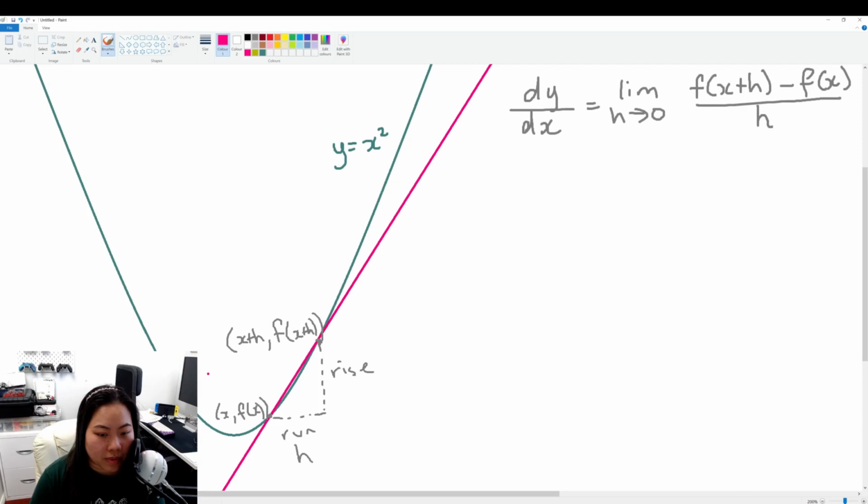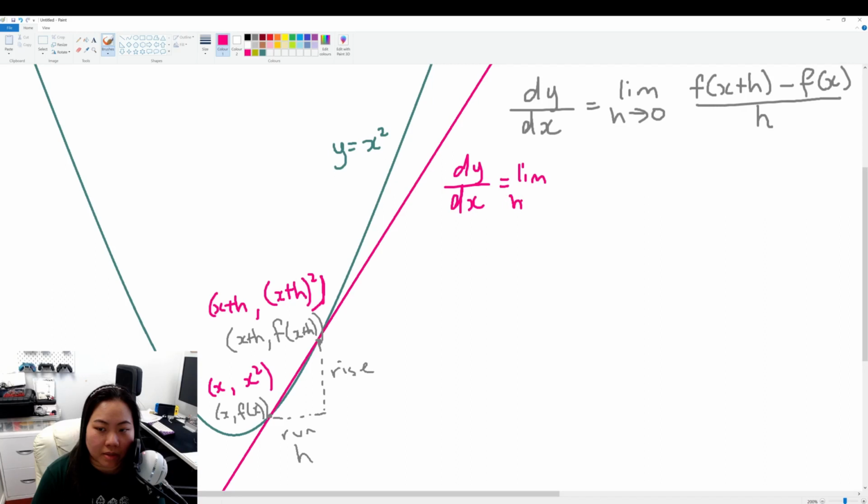So the first point will be x, and the y value would be x squared, because when x is x, y is x squared. Then the second point, the x value is x plus h. Remember, it's x plus however far away this is. And then the y value is when x is x plus h, so y is going to be x plus h all squared. Deriving this function, we have the limit when h is going towards 0.